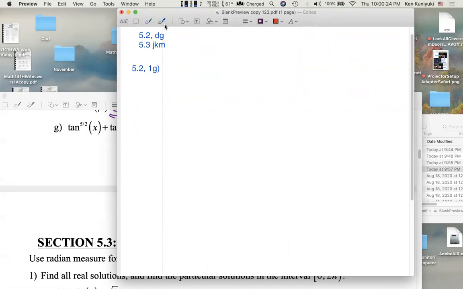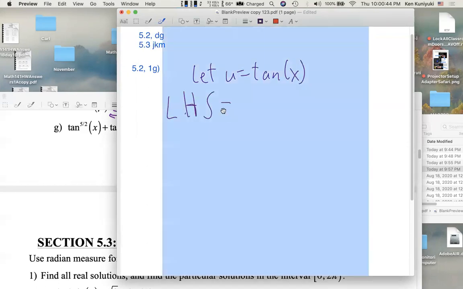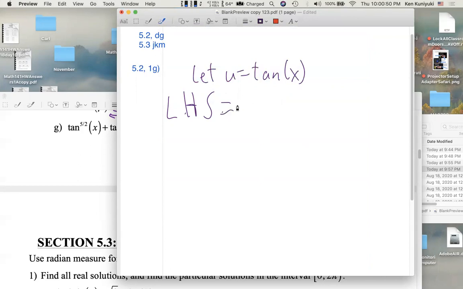Okay. Let's let u be tangent of x. Then the left side here equals u to the 5/2 plus u to the 1/2. And then you're right. You factor out u to the 1/2 and see what happens.